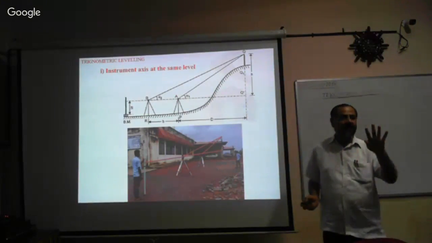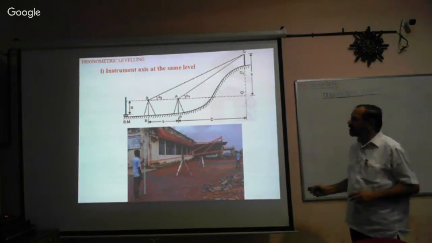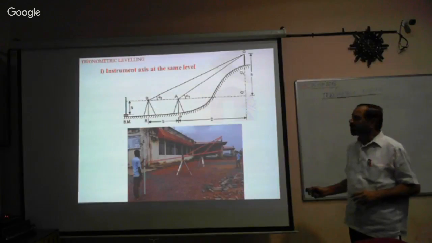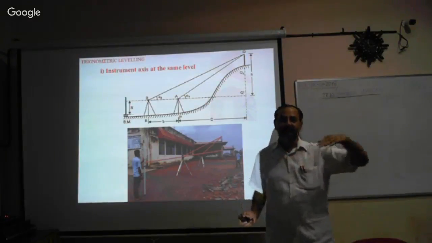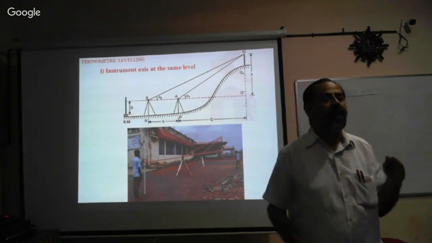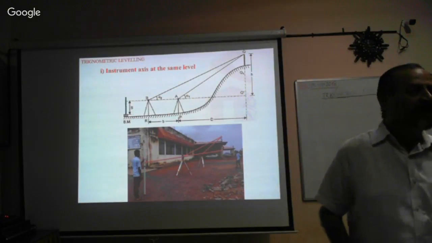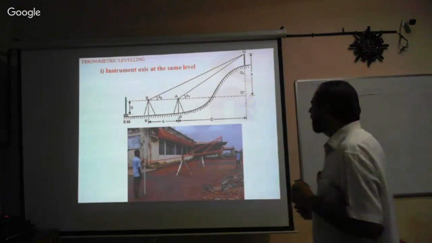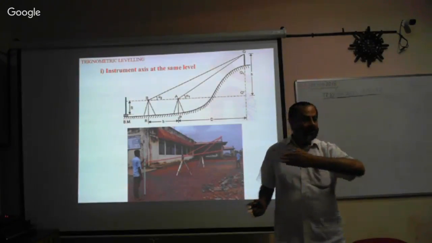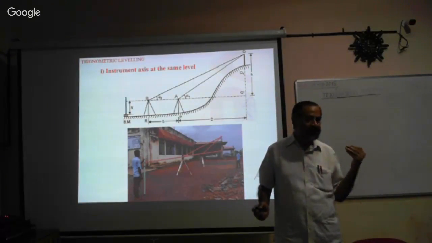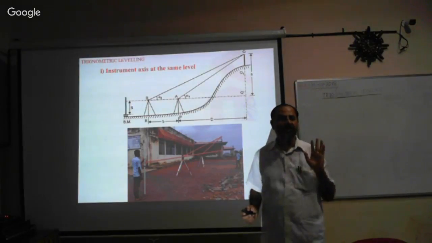When you look at this diagram, the instrument axis of both the stations is lying in the same line. Now tell me how many data we have now. We have four data, isn't it? Because we have made the instrument axis lie in the same line. Understood? Now the problem starts. The real problem now, isn't it?